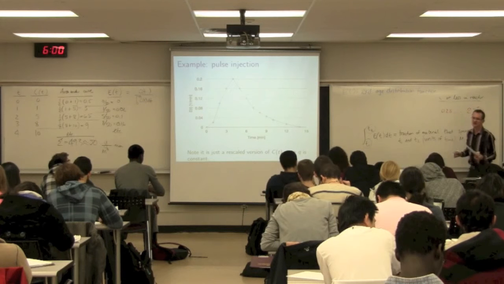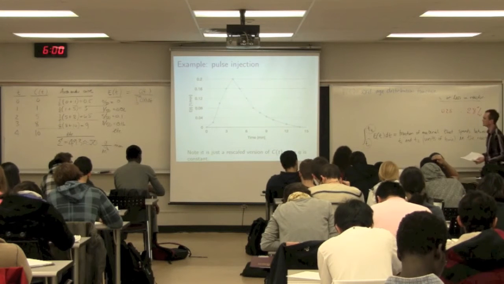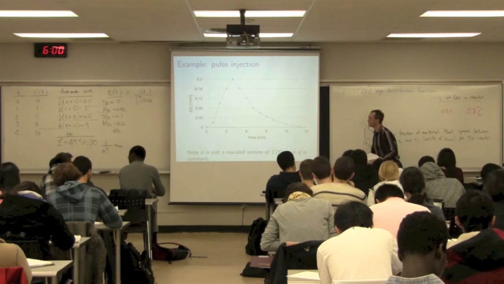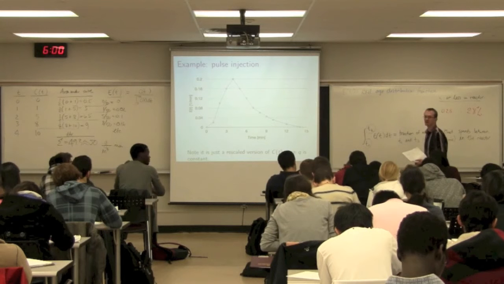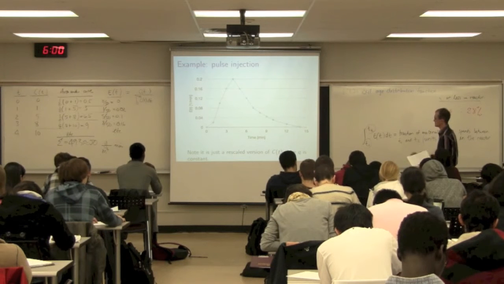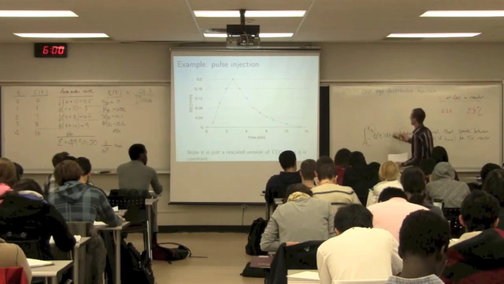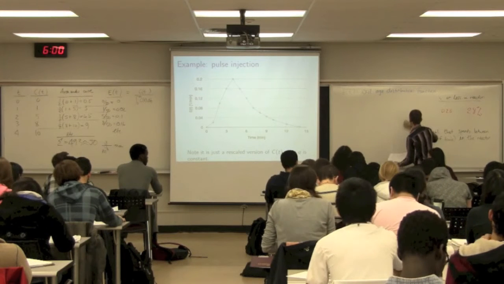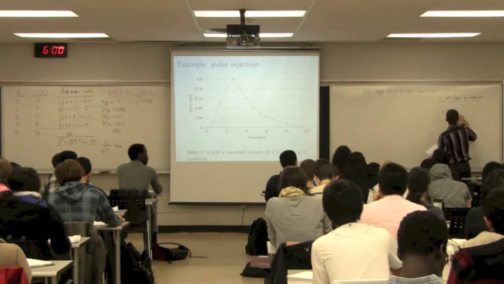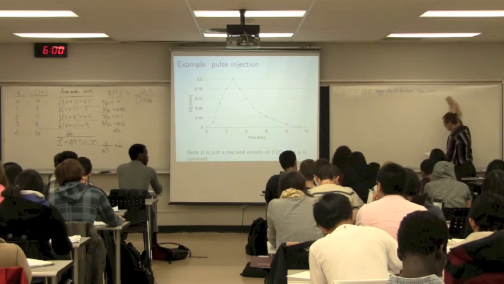Okay, so it comes back to that idea that we said on Thursday last week, where if you could ask the molecules how long they spent in the reactor, this is a distribution function that tells me how long these particles have spent in the reactor. So it's the age or the time that they've spent in the reactor.